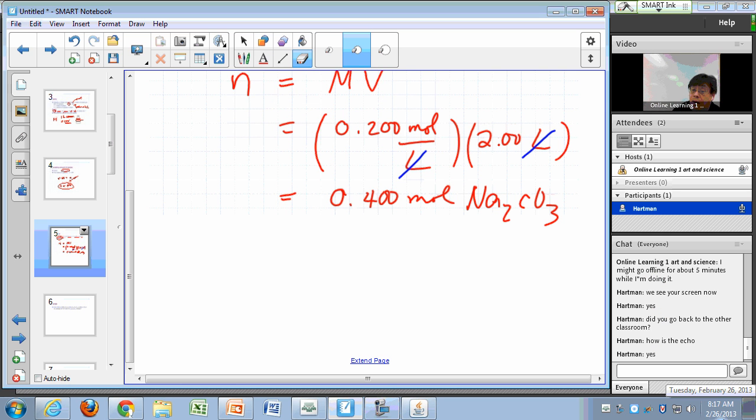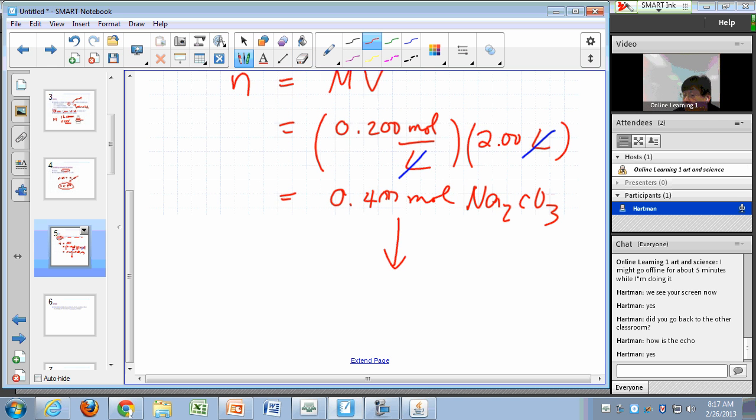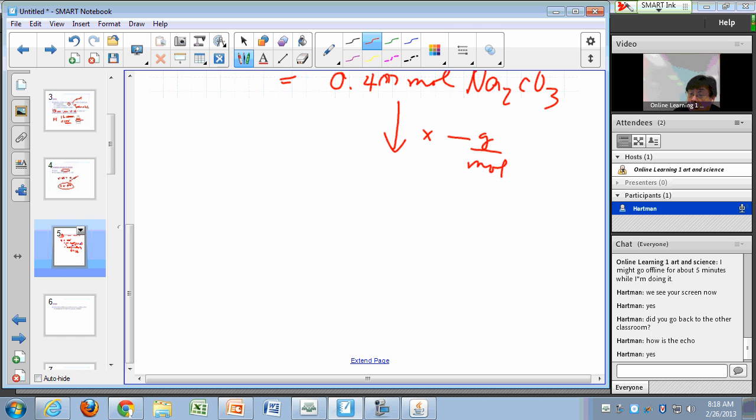So, how many grams would that be? How would you change that to grams if the question was asking for grams? Then let's review. What would you have to do? You need the molar mass, right? So times grams, however many grams per mole, that would give you the actual grams. So what's the molar mass of sodium carbonate?